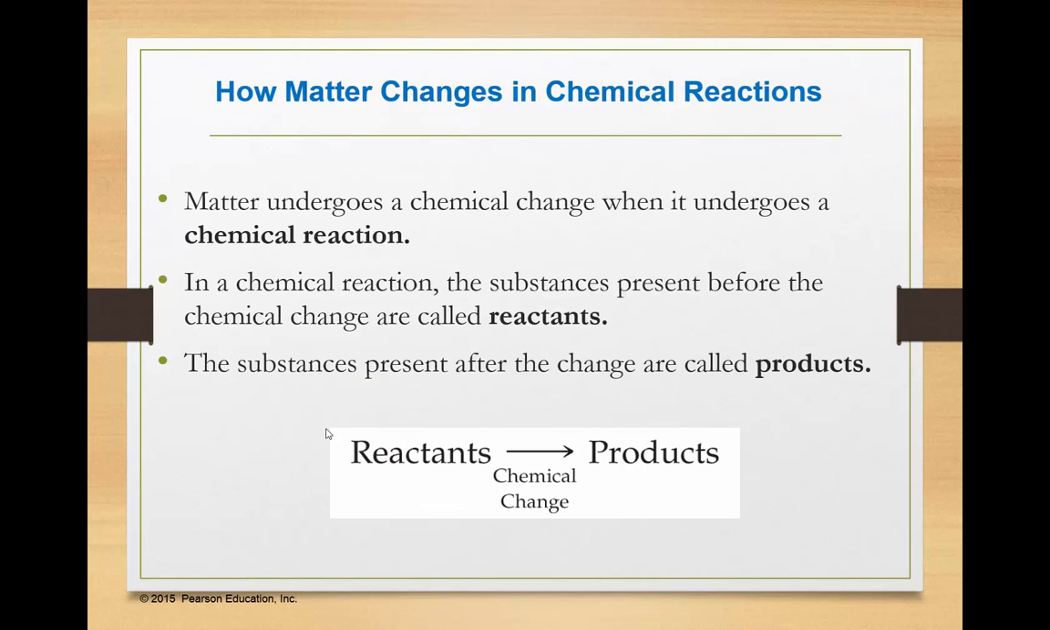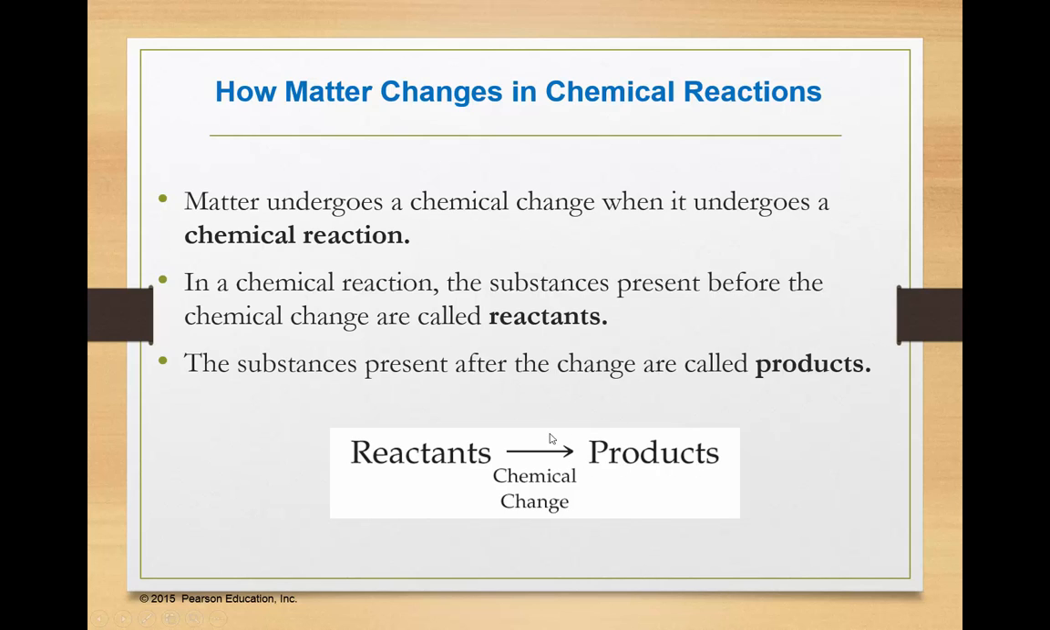Okay, so how matter changes in a chemical reaction is the basis of what we're looking at in chemistry. That's where we really start getting into the interesting stuff. When we have an initial material that we call a reactant, and it reacts in some way to undergo a chemical change, and it forms a new substance that we're going to call a product.